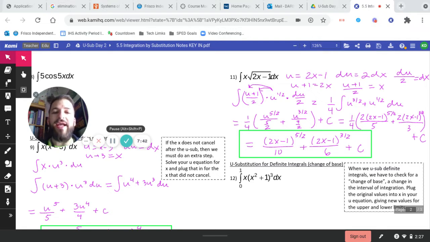And then from there, we can integrate. So u to the 3/2 becomes u to the 5/2 over 5/2, plus u to the 1/2 becomes u to the 3/2 over 3/2. And then just slowly simplifying, plugging back in, we finally get 2x minus 1 to the 5/2 over 10 plus 2x minus 1 to the 3/2 over 6 plus c.